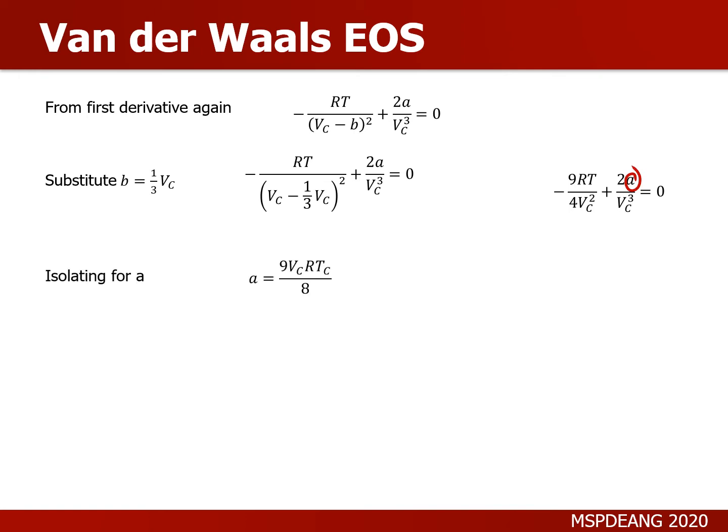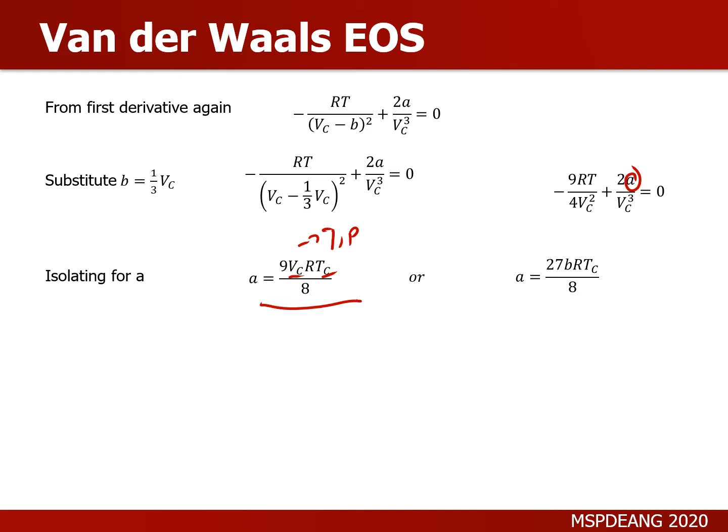Okay? Isolating for A, you can get A is equal to 9 Vc RTc all over 8. Or, you can now substitute B here kung gusto natin, so A is equal to 27 B R Tc divided by 8. Ayan. So from here, pwede na tayong maging content with this kasi meron tayong A as a function of Vc and Tc. However, minsan gusto natin i-express in terms of T and P lahat. So let's express this in terms of Tc and Pc instead of Vc.